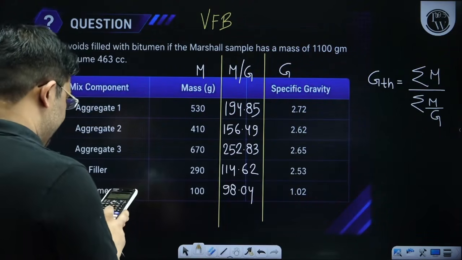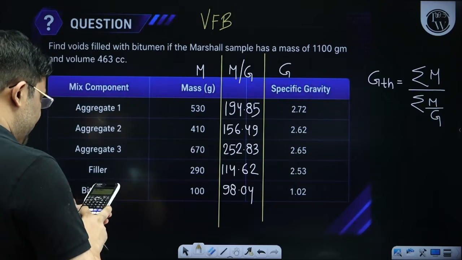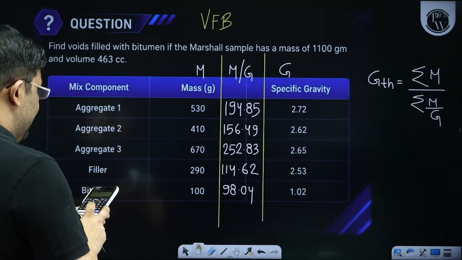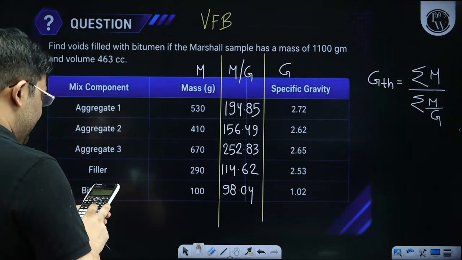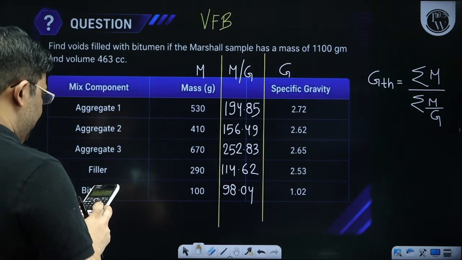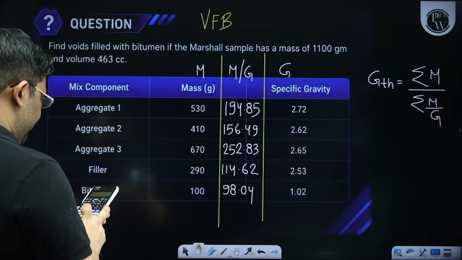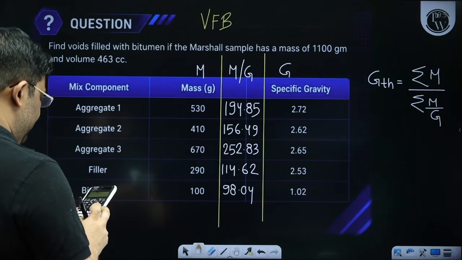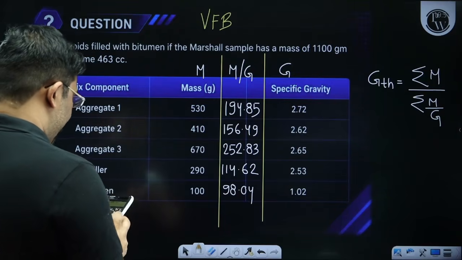Let me just cross check this. It's always good to cross check the values because we might have done some calculation mistake. Let me just cross check these values. Okay. Yeah, these are the values.